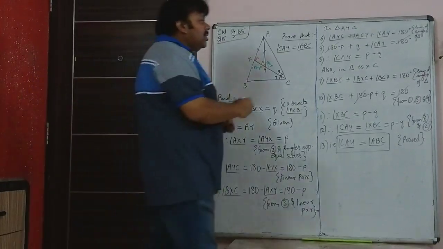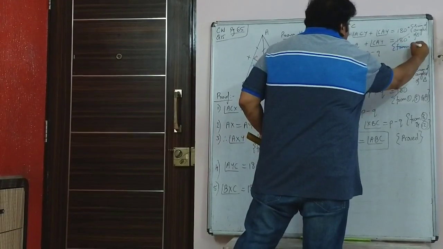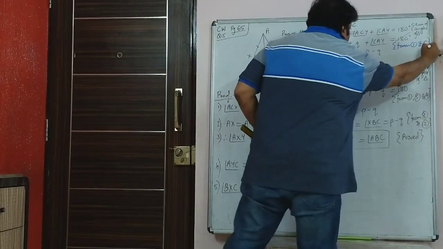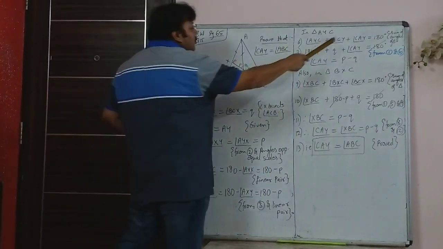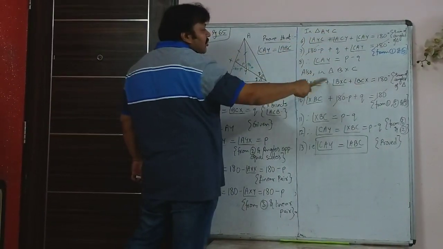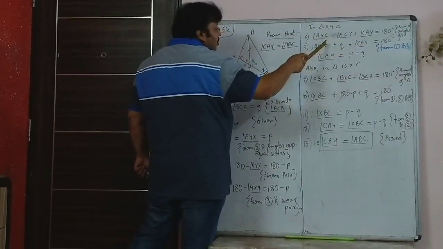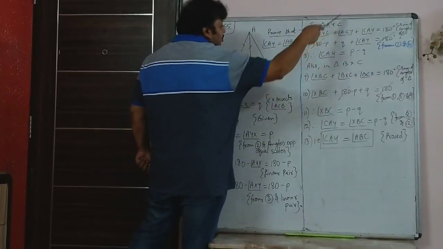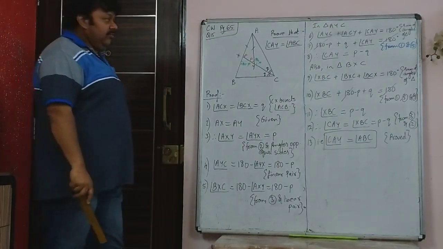So there we can mention from 1 and 4. Here you can write from step 1 and 4. That's the reason for step number 7. 180 and 180 on both the sides of equal to will cancel. So you get angle CAY shifted there. So minus becomes plus and plus becomes minus. So it is P minus Q.